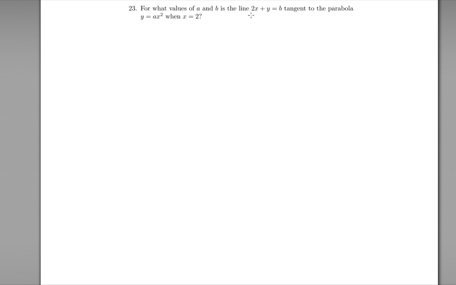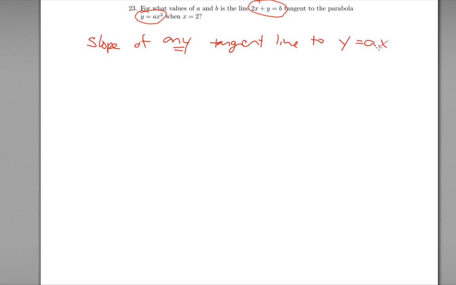tangent to the parabola. So this is a line. Essentially what it's saying is this is the tangent line to this parabola. So we would like to know what values of a and b make this the tangent line to this parabola when x equals 2. So the first thing we might need to know is the slope of any tangent line to our function y equals ax squared.